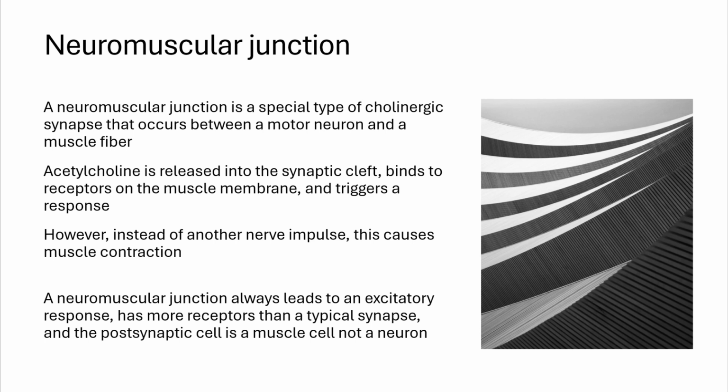A neuromuscular junction is a special type of cholinergic synapse that occurs between a motor neuron and a muscle fiber. Acetylcholine is still released into the synaptic cleft, but it binds to the receptors on the muscle membrane and triggers a response directly. However, instead of another nerve impulse, this causes muscle contraction. So instead of just moving a nerve impulse from one nerve to another, it goes directly to the muscle. That's what this junction is.